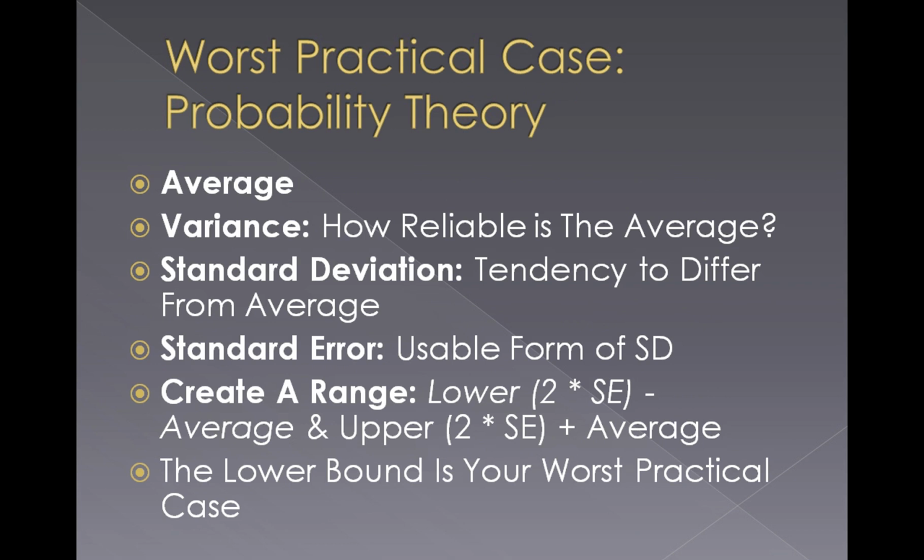Then once we have an average, we're going to do variance. Variance is going to tell us how reliable that average was. And once we know how reliable that average was, we're going to figure out the standard deviation. This tells us the tendency for any one paycheck to differ from the average. Now we're going to use a standard error with the standard deviation to create a range. To create the range, we take 2 times the standard error and subtract that from the average, creating our lower bound. We also take 2 times the standard error and add that to the average. That creates our upper bound. The lower bound, as far as income is concerned, is going to be your worst practical case income.